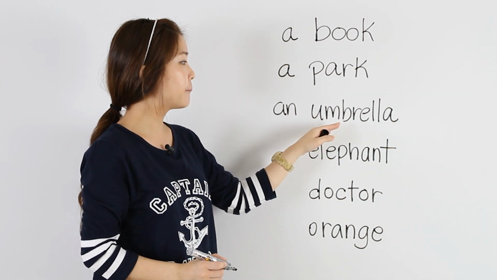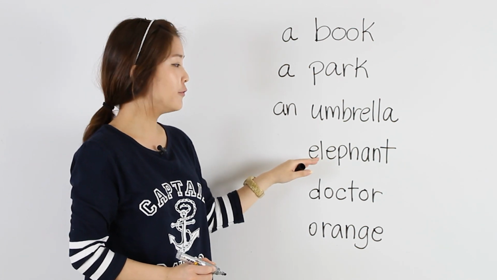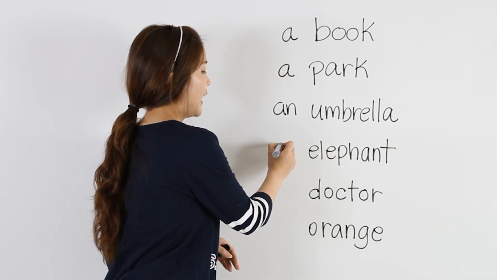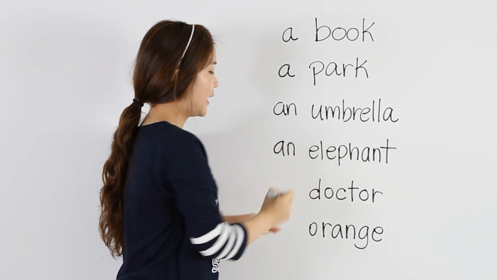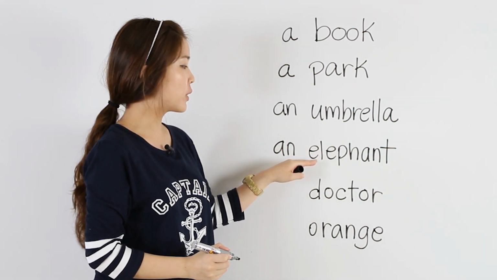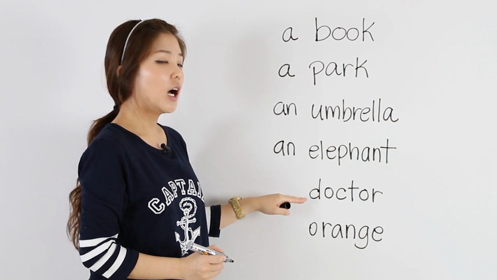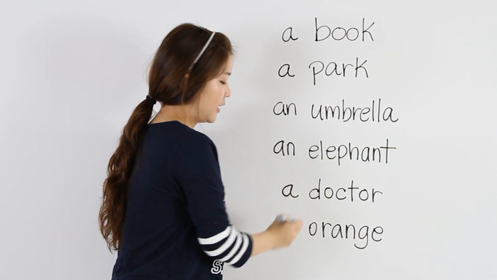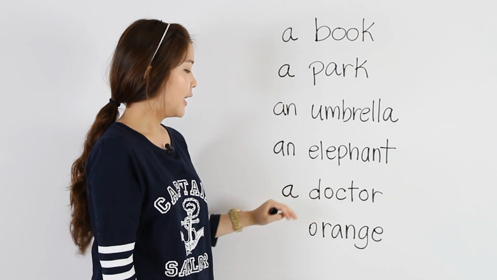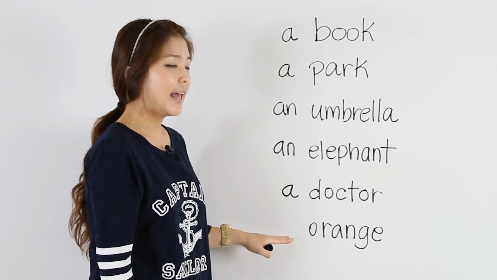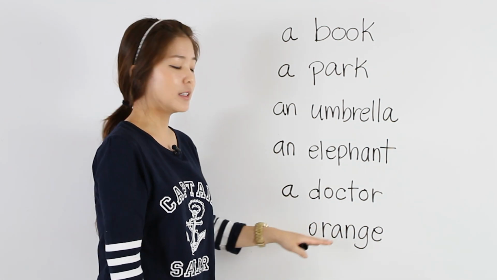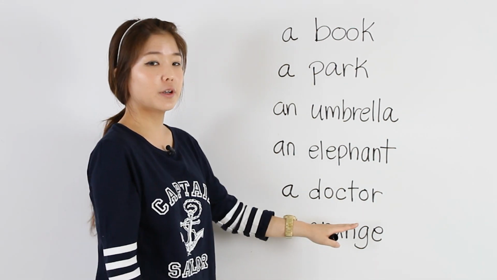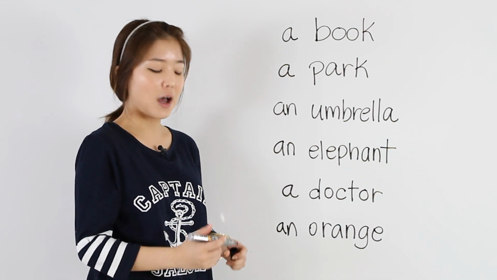An umbrella. Okay. Elephant. What should we say? An elephant. Again, elephant starts with a vowel. A doctor. And the last word, an orange. Again, we have to say an orange because O is a vowel.